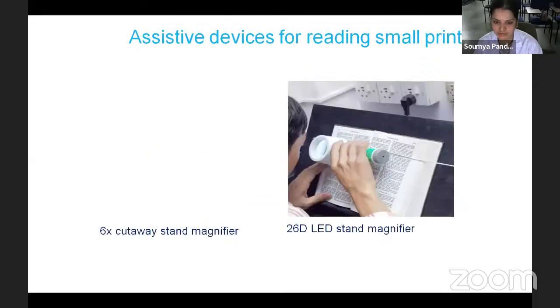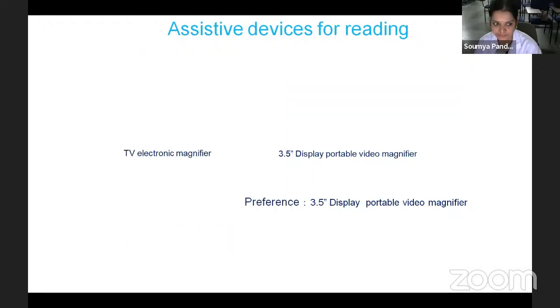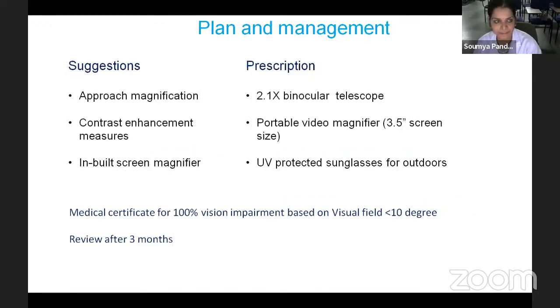We tried a 6x cutaway stand magnifier and a 2060 LED stand magnifier for trial, and the patient prefers the 3.5-inch display portable magnifier. And in the plan and management, we have prescribed some devices and we have suggested some points.